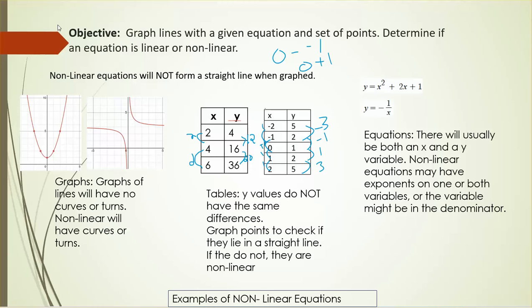We can also graph them using technology like Desmos. And if they do not lie on the same line, we'll know that this is an example of a nonlinear. Finally, we'll look at some equations. In the first one, we have an exponent on the x variable. You can't have an exponent besides 1, so because it's x to the second power, we know that's nonlinear. In the second one, we have a variable in the denominator, and that also is nonlinear.